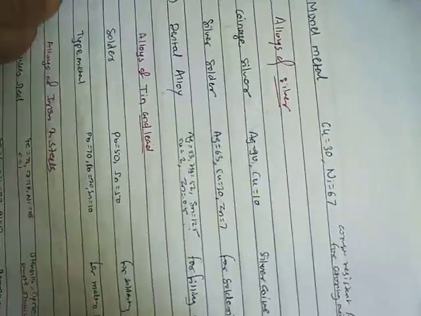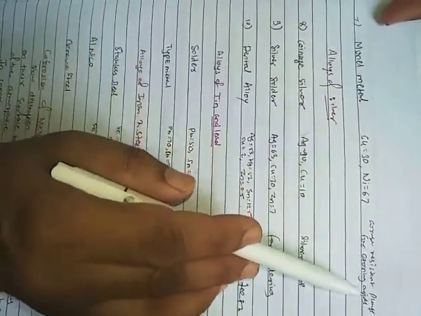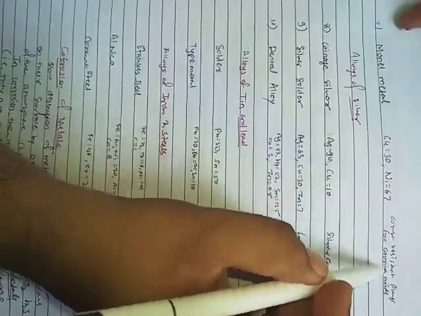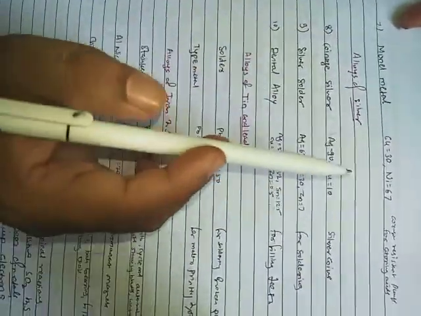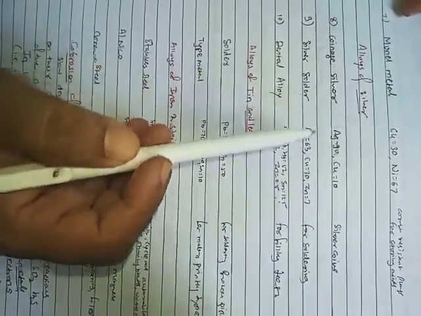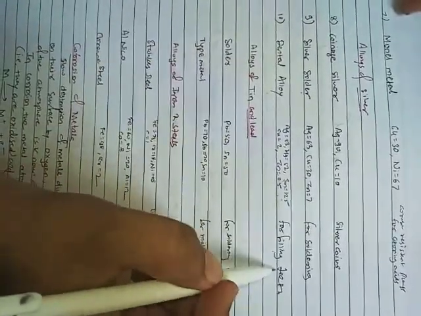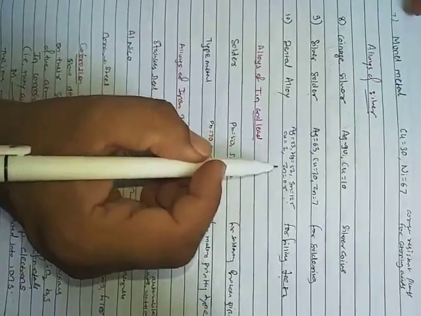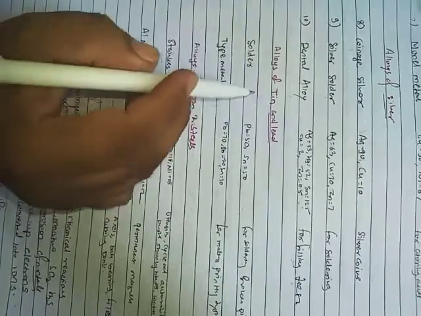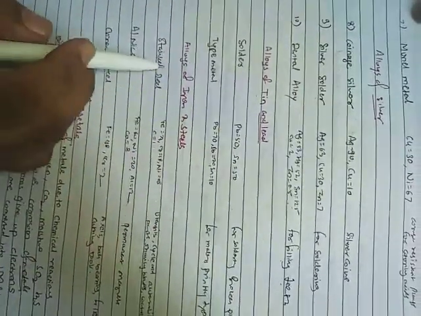Now we will see another one, monel metal: copper and nickel, which we can use for storing acids. Alloys of silver also: coin silver, as you know, silver solder, and dental alloy for filling teeth. Basically, all these chemical compositions are important. Then alloys of tin and lead.